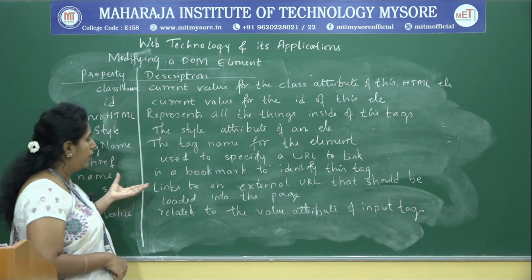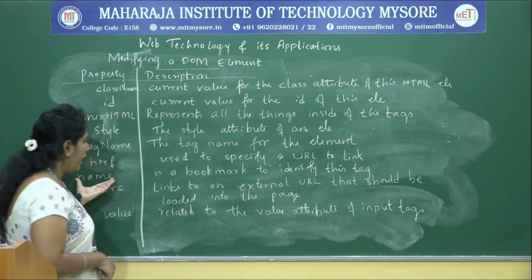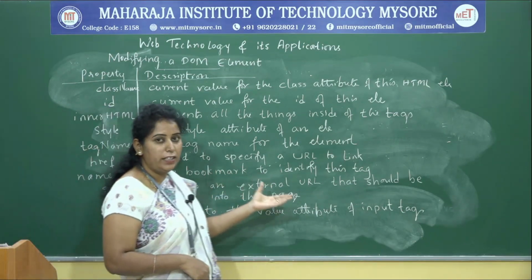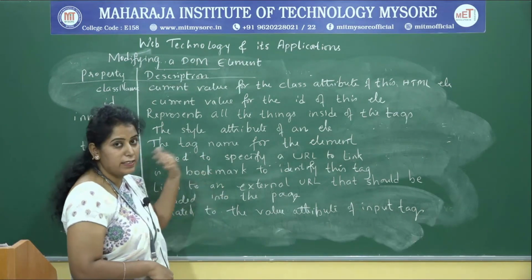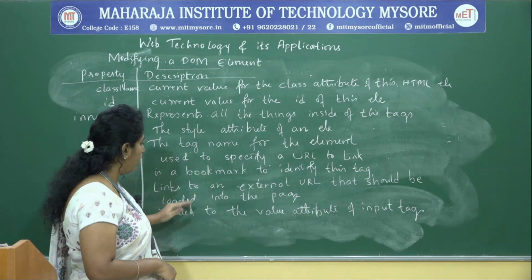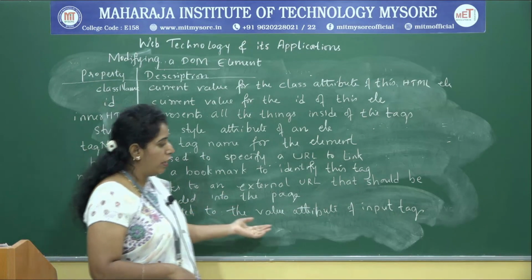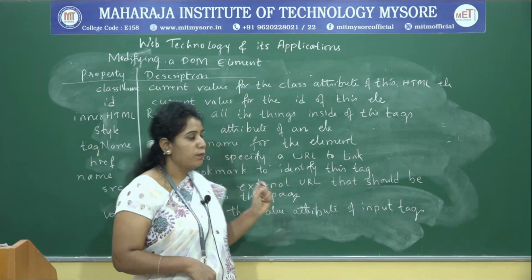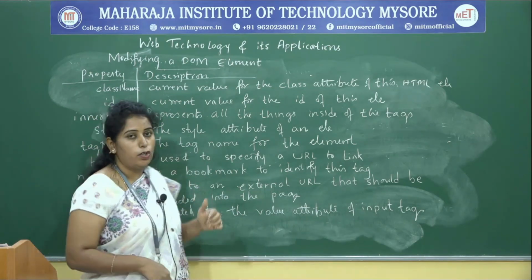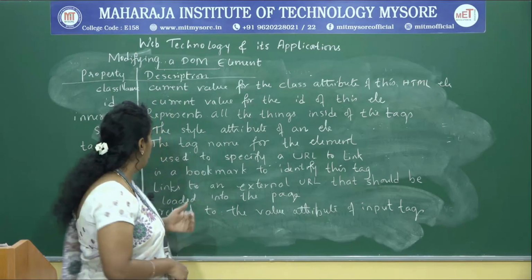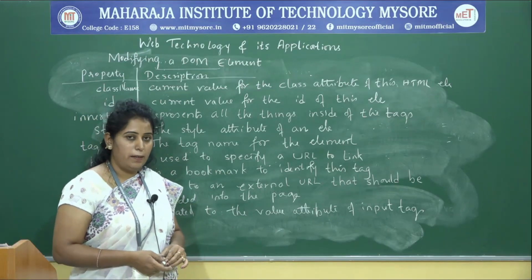Href, it is a hypertext reference used to specify a URL to a link. Name, it is a bookmark to identify the tag. Source, it links to an external URL that should be loaded into the page. Value, which is related to the value attribute of input tags. So, all these are the properties which can be used to modify a DOM element. So, this is all about the properties we can use inside a DOM element.